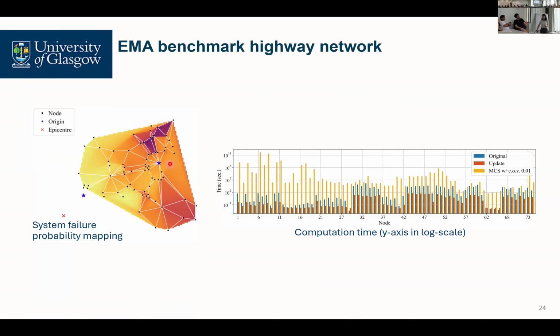And so this is the result where we mapped out the failure probability for each of these origins, with this assumed epicenter location. The blue bar shows the computational time for the branch of BRC, and the yellow bar shows the computation for MCS. Considering the y-axis is in log scale, it significantly reduces the computation time.